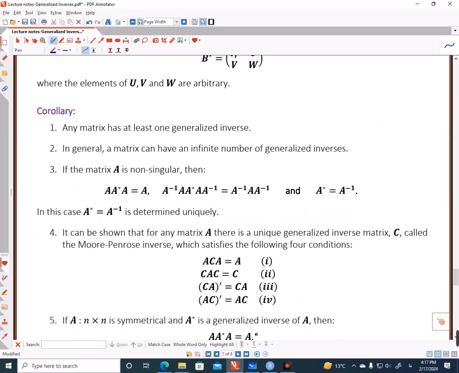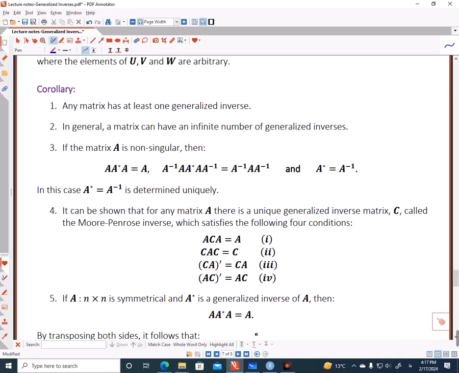Now let's go with other special cases. First of all, we have a very important result that shows that there always exists at least one generalized inverse for any matrix. And as I said in the previous video, the generalized inverse is not always unique, and a matrix can have an infinite number of generalized inverses.